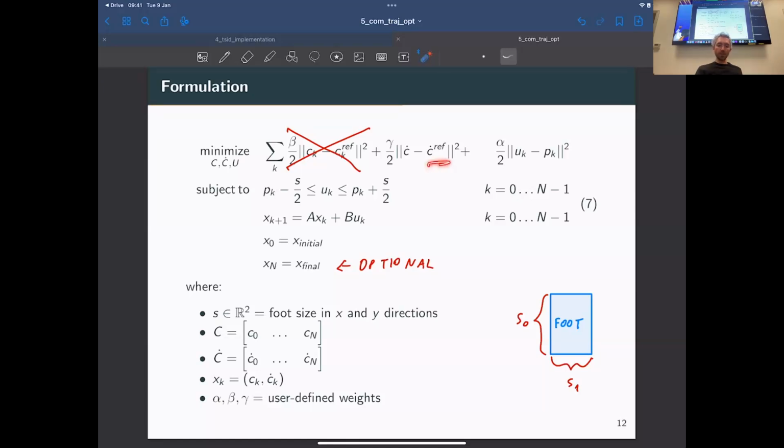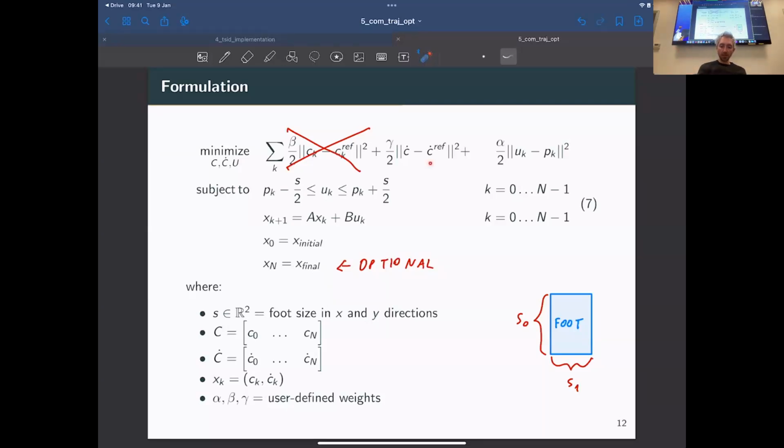So this C dot ref is not dynamically consistent. It's just a way to communicate in which direction we want the robot to move. Typically, this kind of problem is commanded by a joystick. So you have a human operator with a joystick in hand, and they point the joystick in the direction where they want the robot to move. The computer reads the command from the joystick, and this command basically becomes the C dot ref. Okay, it's like using a remote control to drive a toy car.